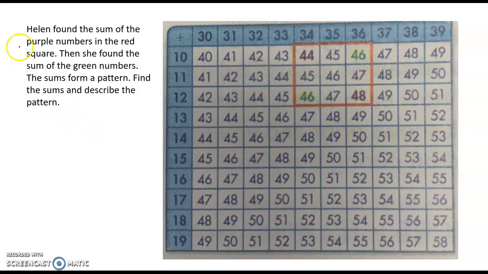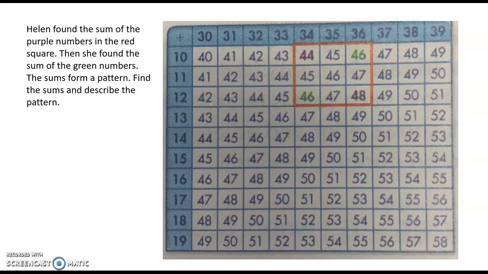So take a look at this word problem. Helen found the sum of the purple numbers in the red square. So here's the purple numbers in the red square. Then she found the sum of the green numbers. The sums form a pattern. Find the sums and describe the pattern.